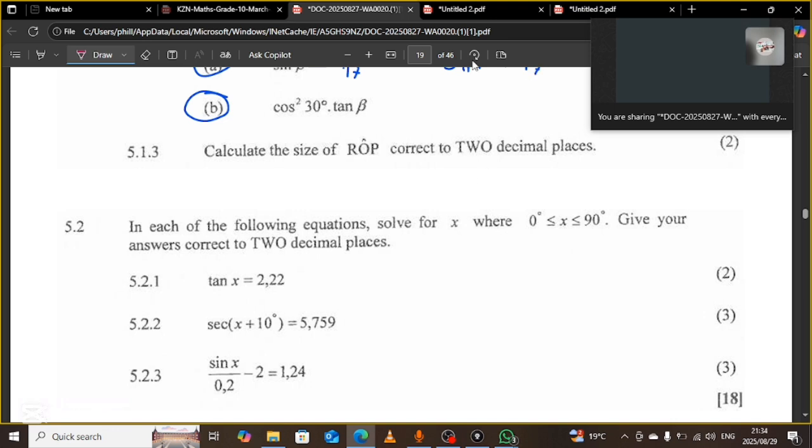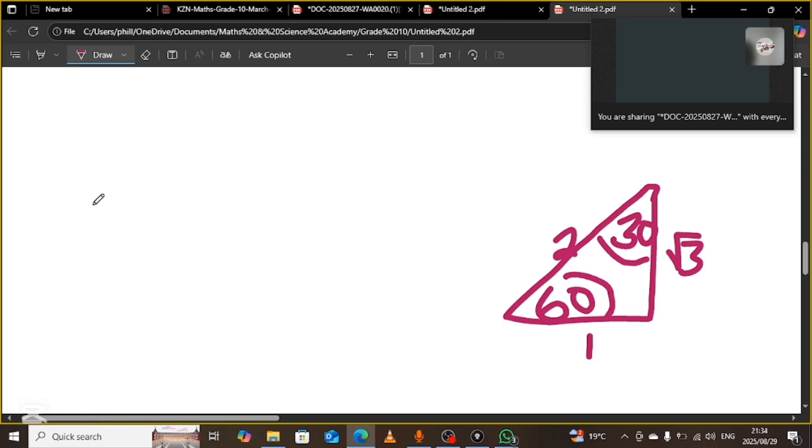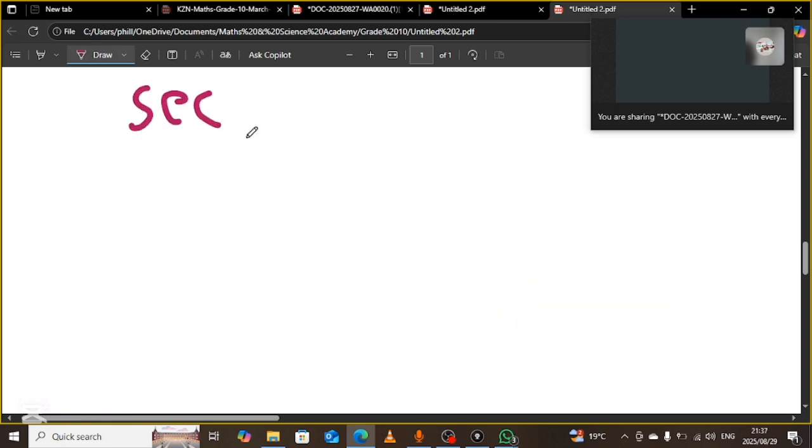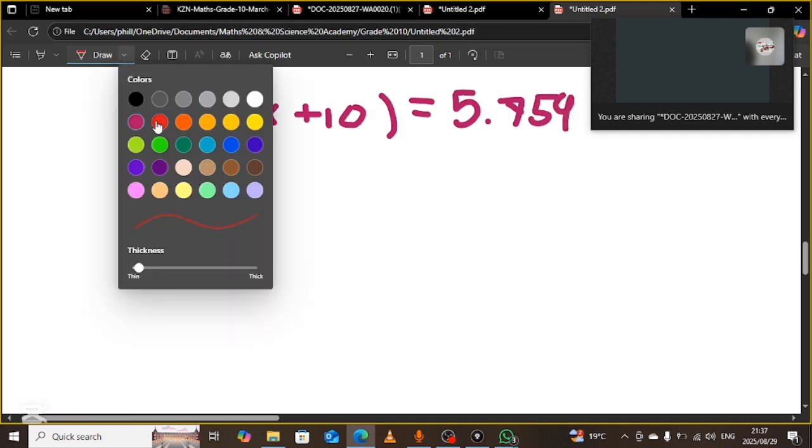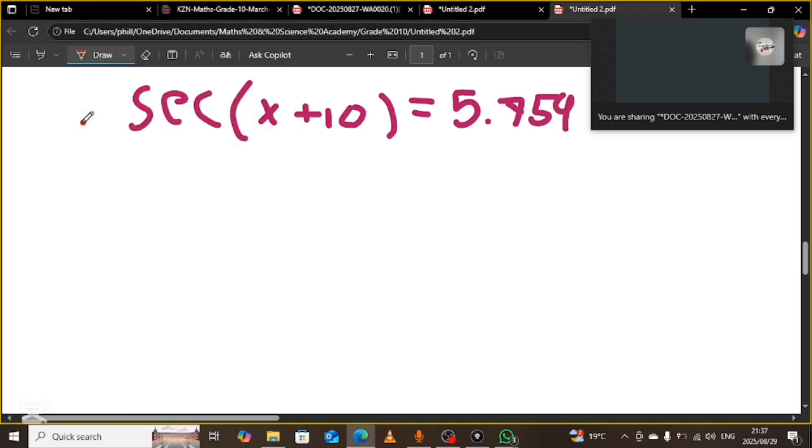Okay, let's do it together. I don't think that one is actually true. So we're given sec of (x plus 10) equals 5.78. That's wrong. So I want to tell you something.